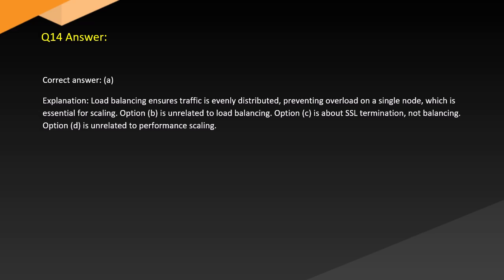Answer. Correct answer: A. Explanation. Load balancing ensures traffic is evenly distributed, preventing overload on a single node, which is essential for scaling. Option B is unrelated to load balancing. Option C is about SSL offloading, not balancing. Option D is unrelated to performance scaling.